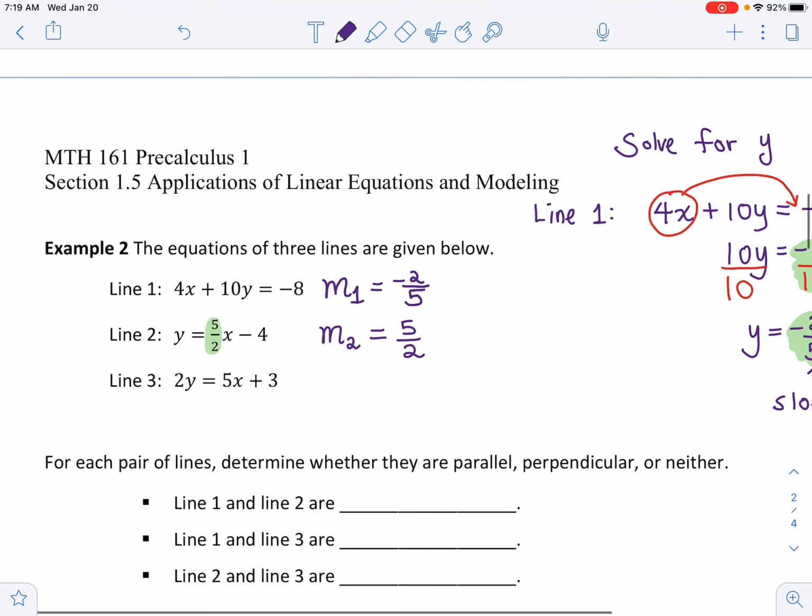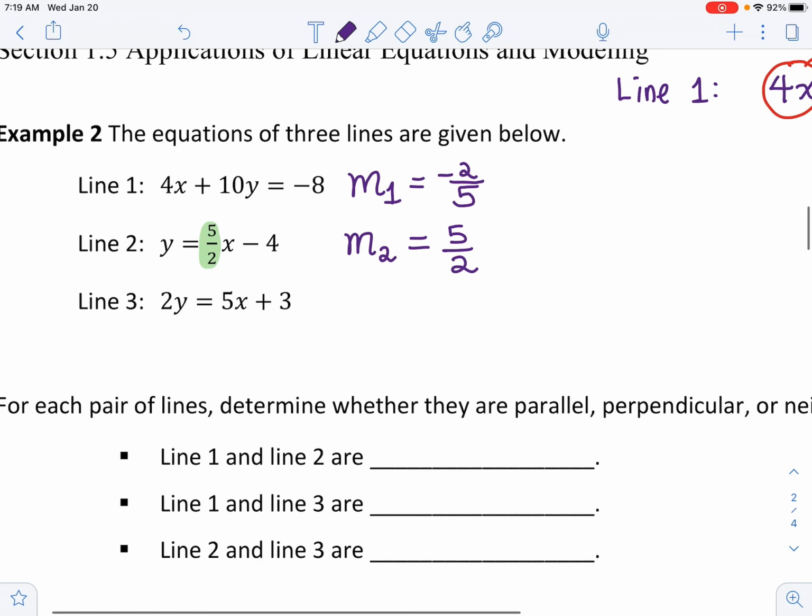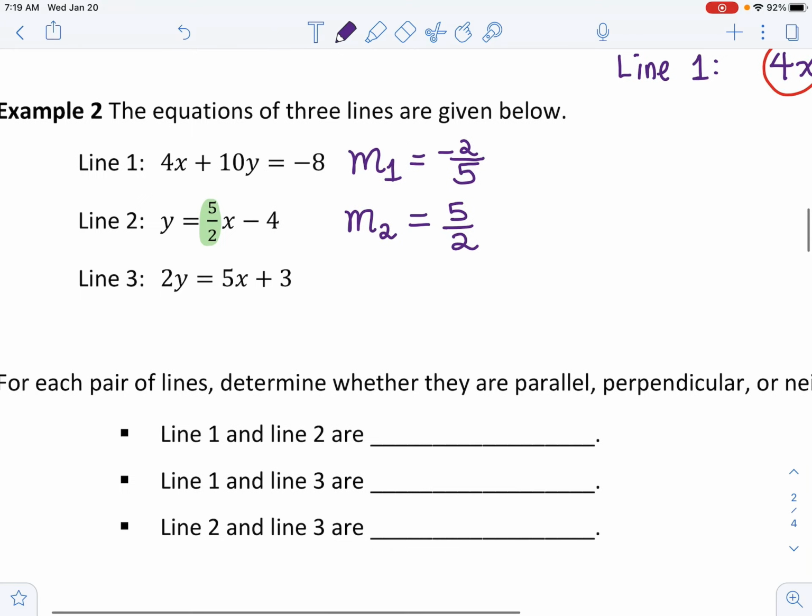Okay? What do you think? Line 1 and line 2. They are opposite in sign, right? This guy is negative. This guy is positive. They're opposite. Are they reciprocal? 2 over 5. If you flip 2 over 5, you will get 5 over 2. So they are opposite reciprocal. So guess what? Line 1 and line 2 are perpendicular. Okay, yeah, we answered that one.